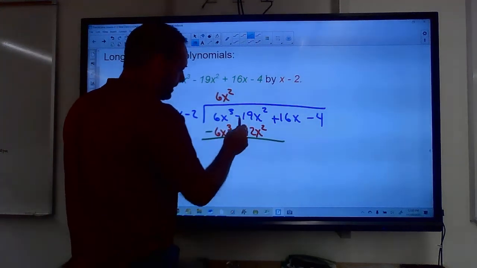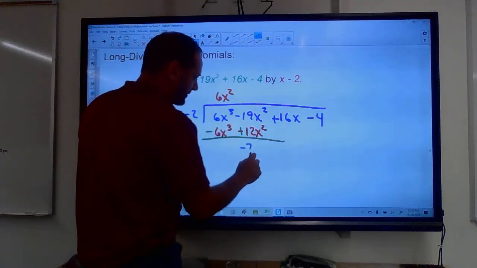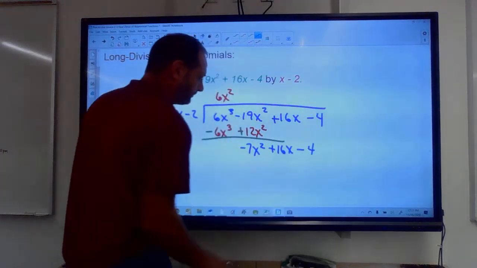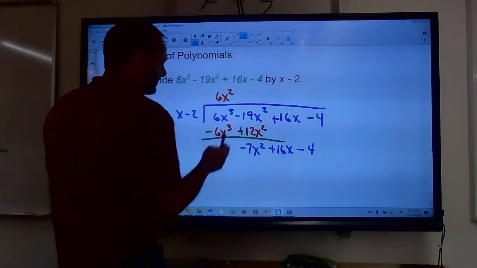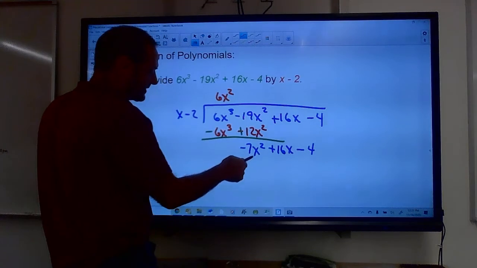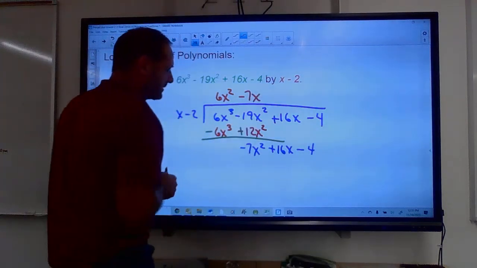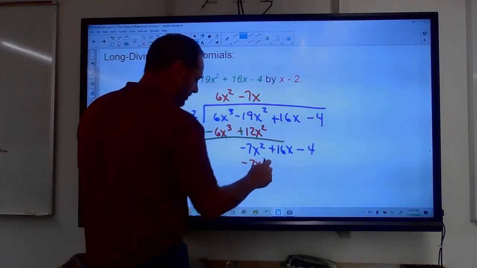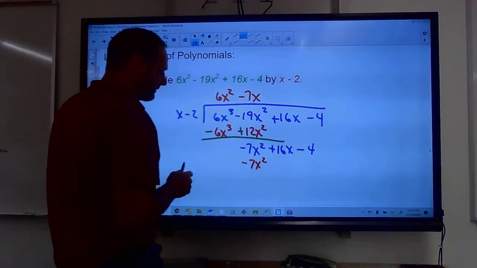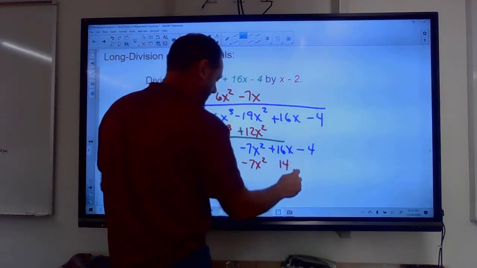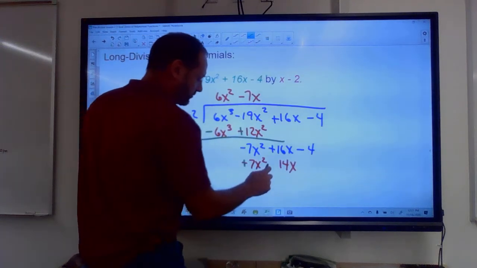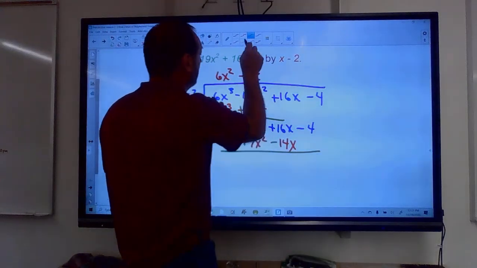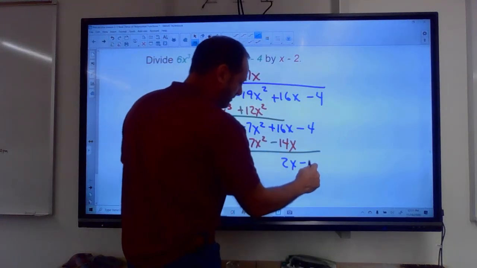Okay, this should go away. This becomes negative 7x squared. I'm going to drop down the rest of this. Okay, and then I ask myself, what do I got to multiply x by to get negative 7x squared? And that would be negative 7x. Negative 7x times x squared would be negative 7x squared. Negative 7x times negative 2 would be 14x. And then I'm going to subtract that. Okay, this goes away. I get 2x minus 4.